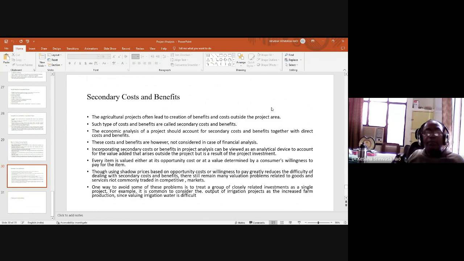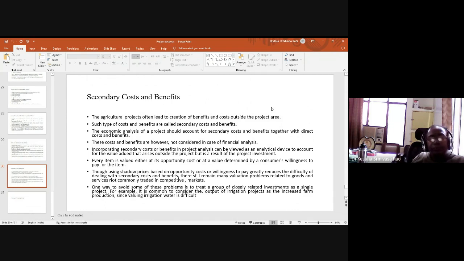The economic analysis of a project should account for secondary costs and benefits together with the direct costs and benefits. These costs and benefits are, however, not considered in case of financial analysis. Incorporating secondary costs or benefits in project analysis can be viewed as an analytical device to account for the value added that arises outside the project but is a result of the project investment. Every item is valued either at its opportunity cost or at a value determined by a consumer's willingness to pay for the item.